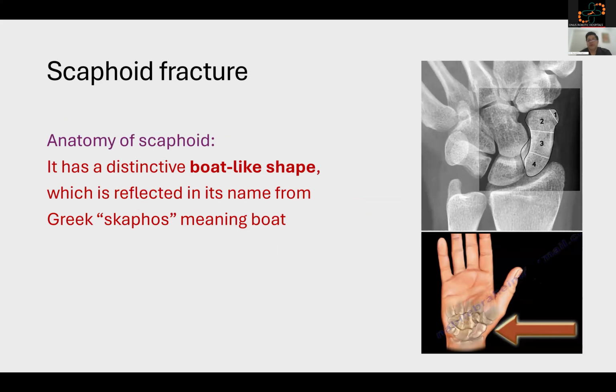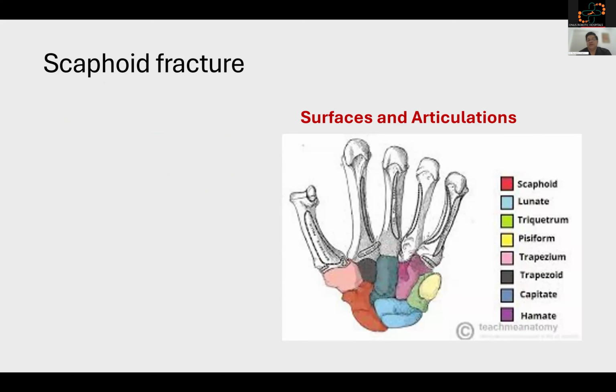Anatomy of the scaphoid. Here, 1, 2, 3, 4 is the scaphoid bone. It is very small and has a boat-like shape, which is reflected in its name from the Greek scaphos, meaning boat. As I already told you, this brown bone is the scaphoid. The pink one is the trapezoid, the dark gray is the trapezium, the blue is the capitate, and the light blue is the lunate. So it articulates with the scapholunate, scaphocapitate, scaphotrapezium, and scaphotrapezoid.